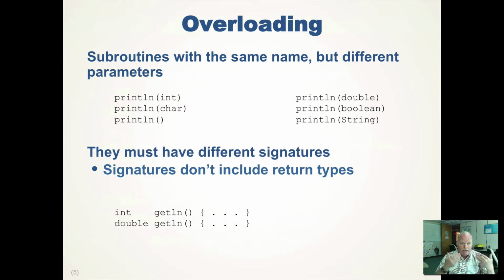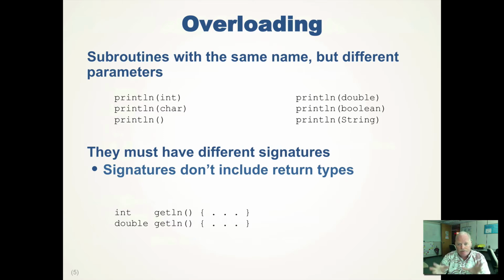Overloading is when we have subroutines with the same name but different parameters. For example, we've seen this already. We have println that takes an int, println that takes a char, println that takes a double, a boolean, a string, and nothing, no parameters at all. Now this allows the implementer of the subroutine to deal with different specific implementations of how they do the task. It could be that in the implementation, it's different to print a character than it is an integer. You have to do some work to print it out, convert it to Unicode, whatever. Same thing with all these other types.